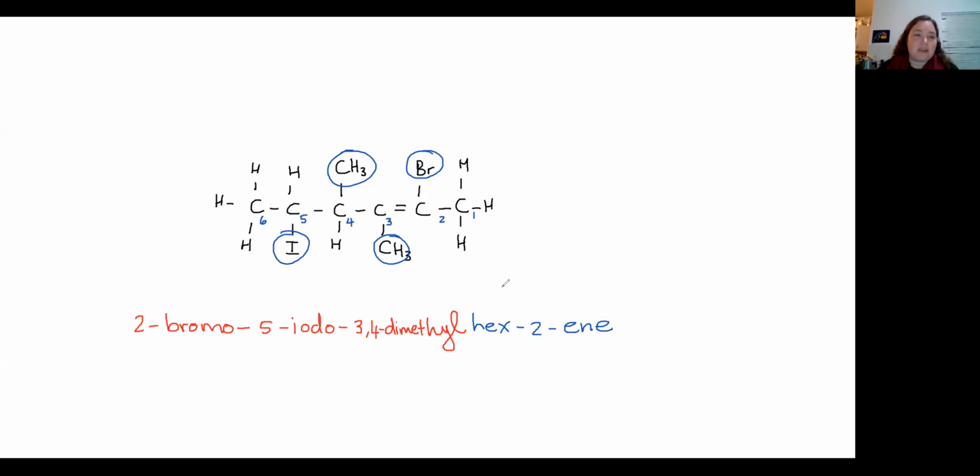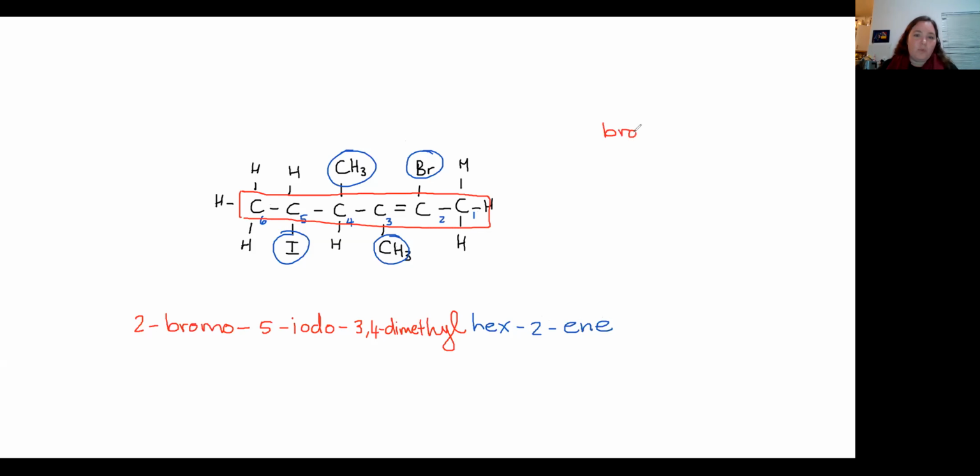Then we look for our side groups. Now I find the easiest way to avoid missing any of them is to circle them. Okay, so by saying hex-2-ene, I have described everything inside that block, which effectively is everything else. Then I have to put them in alphabetical order. So sometimes what I do is I actually write them down the side here.